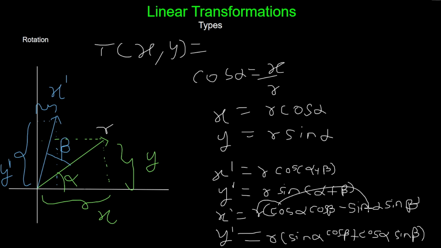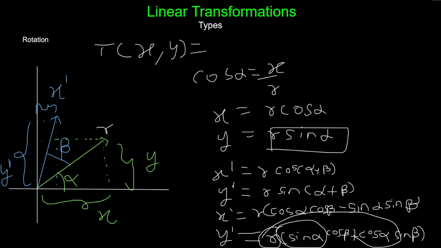We can substitute r inside. We have the values of r cos alpha and r sine alpha, which we can find inside this. If we multiply this and this, we will find r cos alpha and r sine alpha. Similarly, in this equation, we can find r sine alpha and r cos alpha. We can substitute those values, and we will get the final transformed notation. So I will write this here.